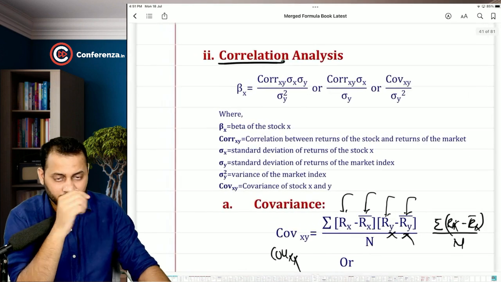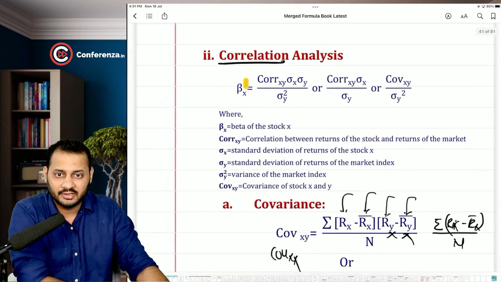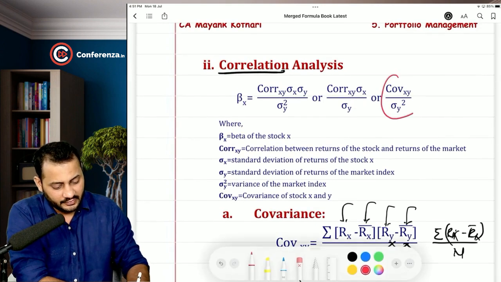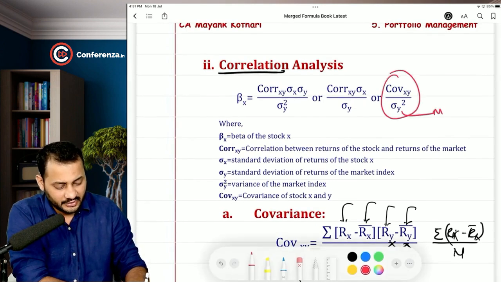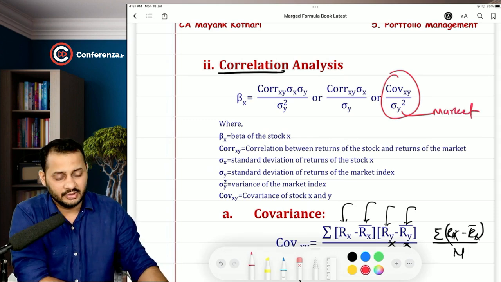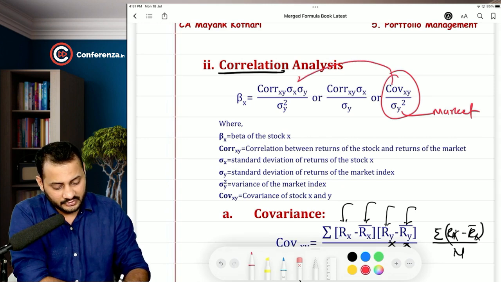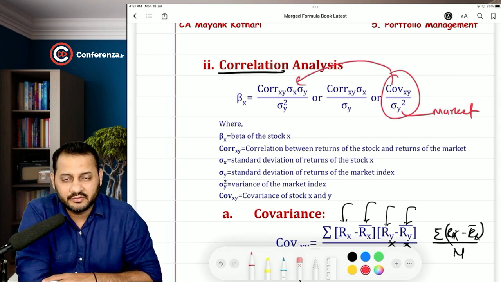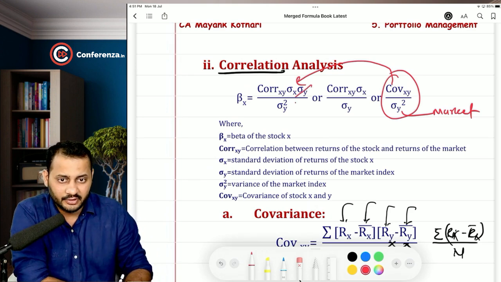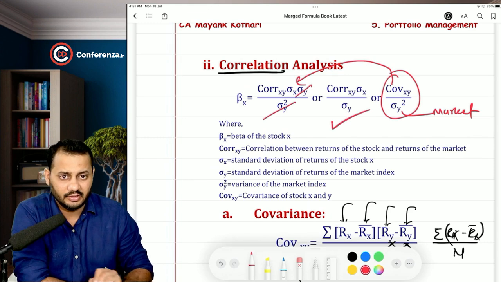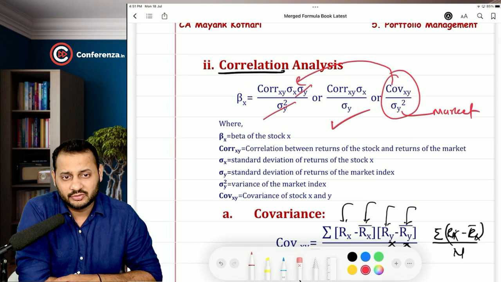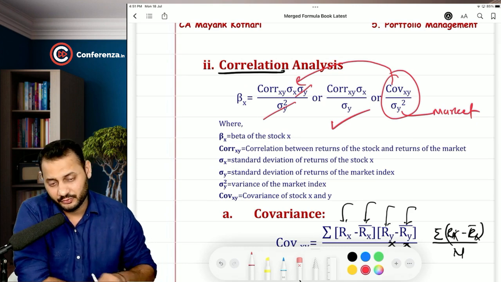And then we learned about this formula of correlation analysis. Understand, beta of x is nothing but covariance of xy divided by summation of y square. Y means the market in this scenario. Y will always be market in this scenario. This covariance of xy can be written like this also: correlation of xy multiplied by standard deviation of x and standard deviation of y, and then one standard deviation of y from the numerator and one from the denominator can be eliminated, and we can reach that formula. So there can be any of the formula that we will have to use.